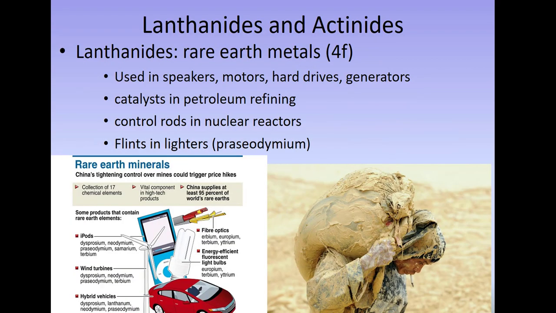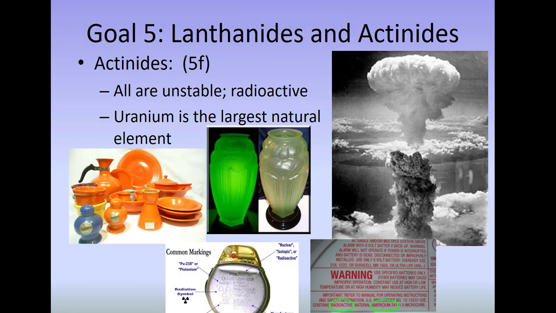All right, the lanthanides and the actinides. They're found at the bottom of the periodic table because they've been cut out. So the lanthanides, these are also called rare earth metals. They are filling the 4f sublevel, and we use a lot of lanthanides in our electronics. So that is something important in our world. Your actinides, these are all unstable.